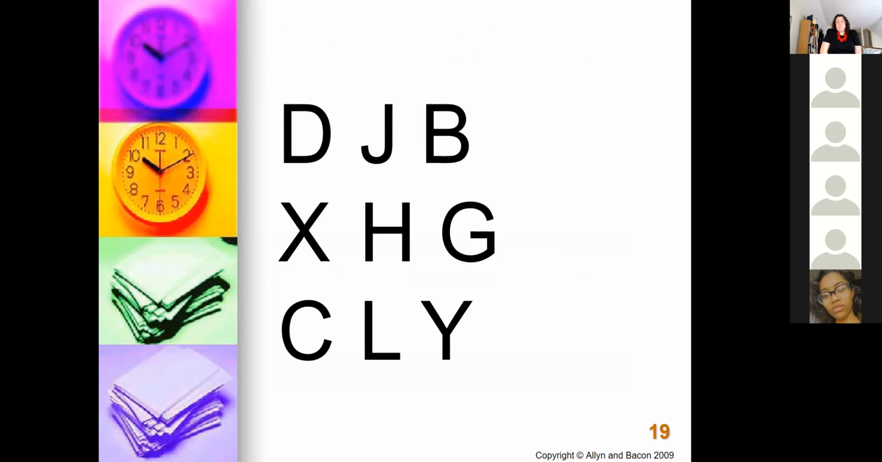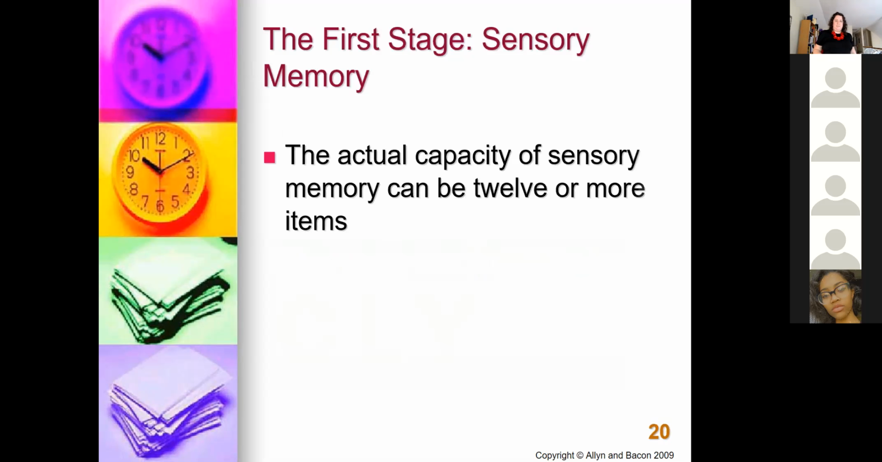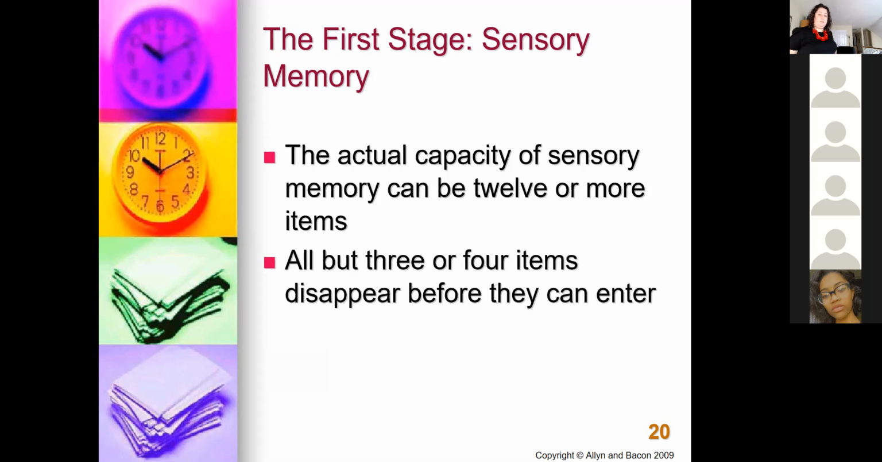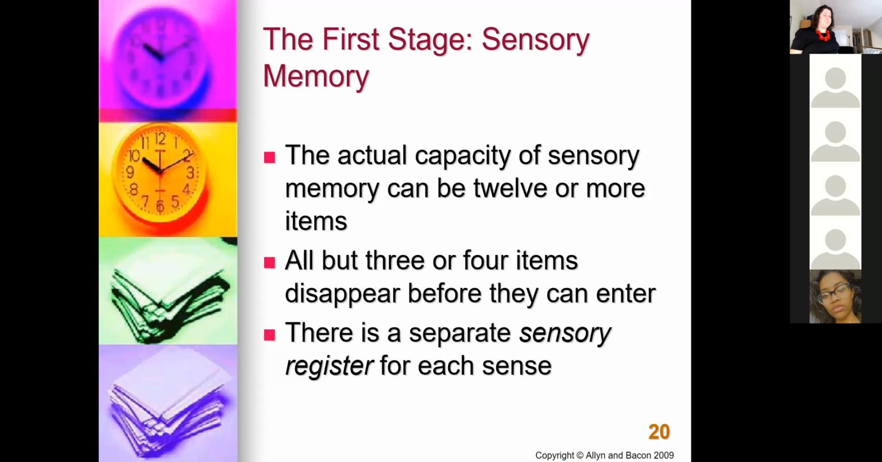So yeah, it's such a short amount of time, it's almost impossible for us to memorize all 9, right? But because you wrote it down right away, you just used that sensory memory. And so you did probably remember more than if you tried to purposely make yourself memorize. So the actual capacity of sensory memory can be 12 or more items, so more than our working memory. But all but 3 or 4 items will just disappear before they can enter short-term memory and go on to long-term memory. Because again, we just can't hold that much in our short-term memory.